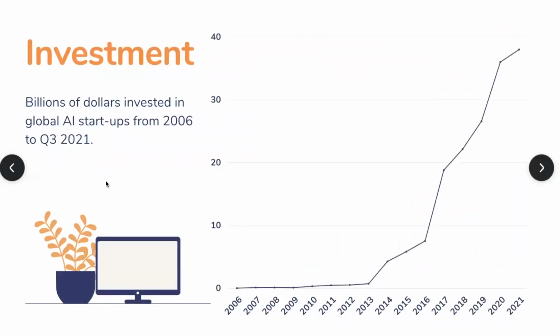And so to highlight that a bit more, here is a really interesting graphic about the amount of investments that's been put into AI startups. And you can see here that we have a timeline from 2006 to Q3 in 2021. And you can see that the investments in billions of dollars has reached almost $40 billion for 2021 in terms of the amount of money invested in AI startups.